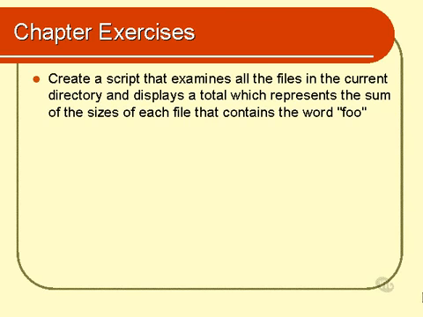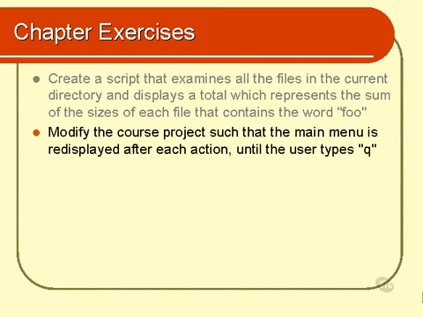The second exercise is the obvious addition to the course project. We simply need to modify the course project such that the main menu is displayed after each time they choose an option from the main menu, until the user types Q to quit. In other words, they'll go around and around and around the menu until they enter a Q, which is of course the way the course project ought to work. The menu should keep popping up. You shouldn't have to keep restarting the program if you want to see the main menu again.